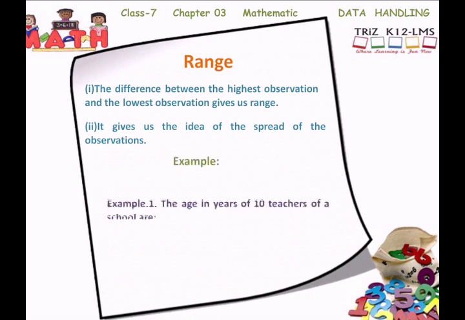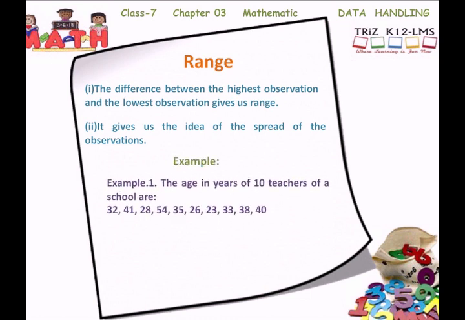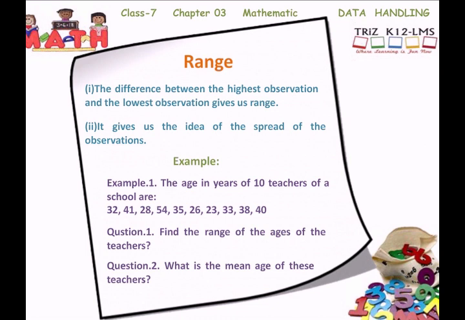Example 1. The ages in years of 10 teachers of a school are 32, 41, 28, 54, 35, 26, 23, 33, 38 and 40. Question number 1. Find the range of the ages of the teachers. Question number 2. What is the mean age of these teachers?